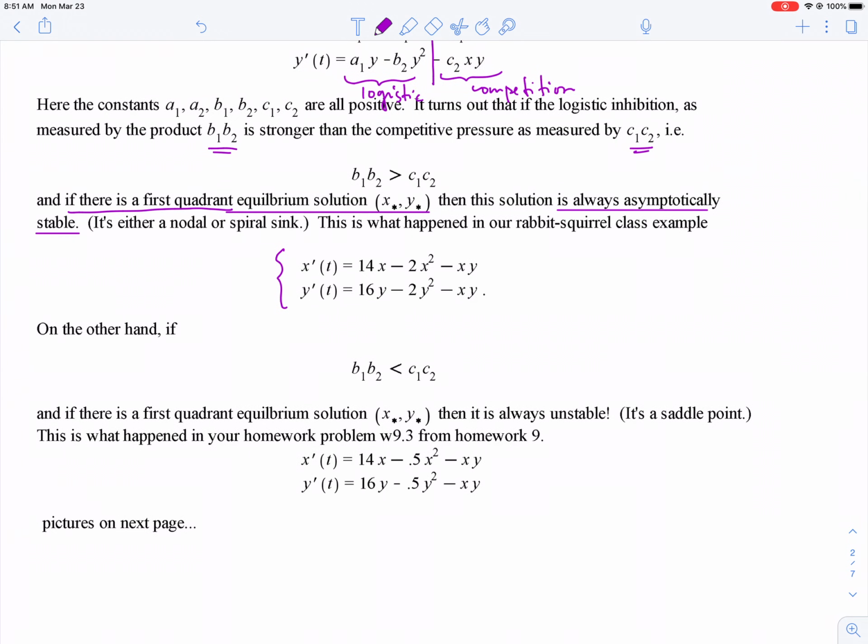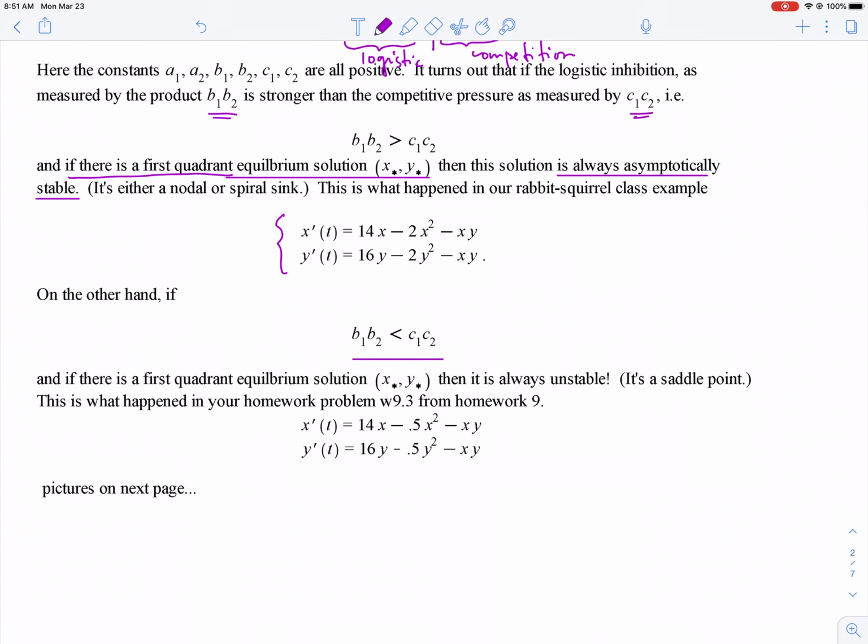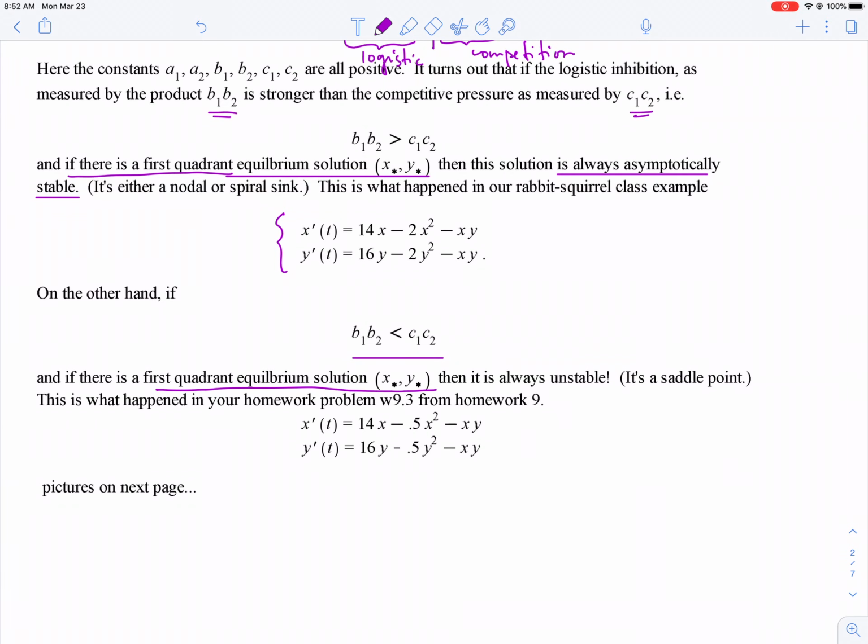So if the logistic inhibition is less than the competitive pressure, then it turns out that, oh, I should have read ahead. Yes, this was your homework last week. What happens then is that any first quadrant equilibrium solution is unstable. It's always a saddle point.